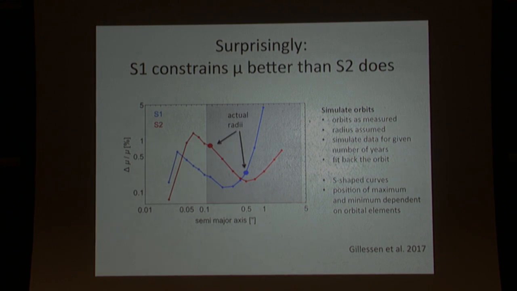It's not the mass, but the mu constraint is actually better for S1. S1 is sort of at an optimum radius for how it constrains this parameter mu. It's maybe just a curiosity, doesn't tell you much.